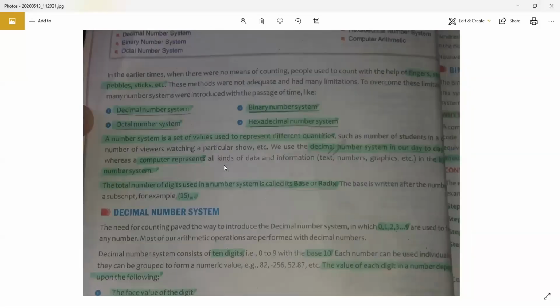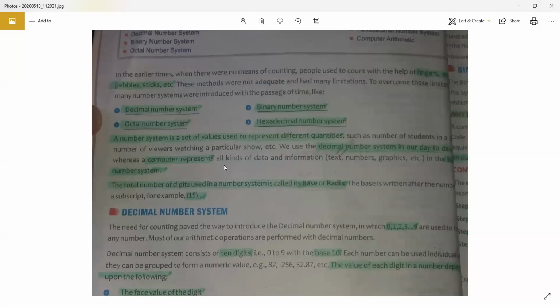All right, so what is a number system here? A number system is basically a set of values used to represent different quantities. Like it can be the number of students in the class, it can be the number of chocolates in your fridge. So basically when you use any kind of set of values to count things, to handle data, that is known as your number system.